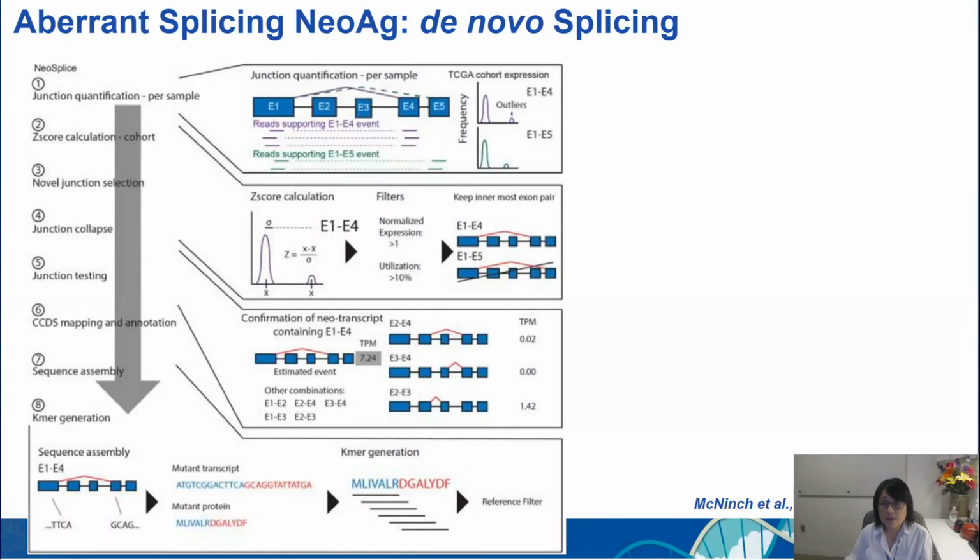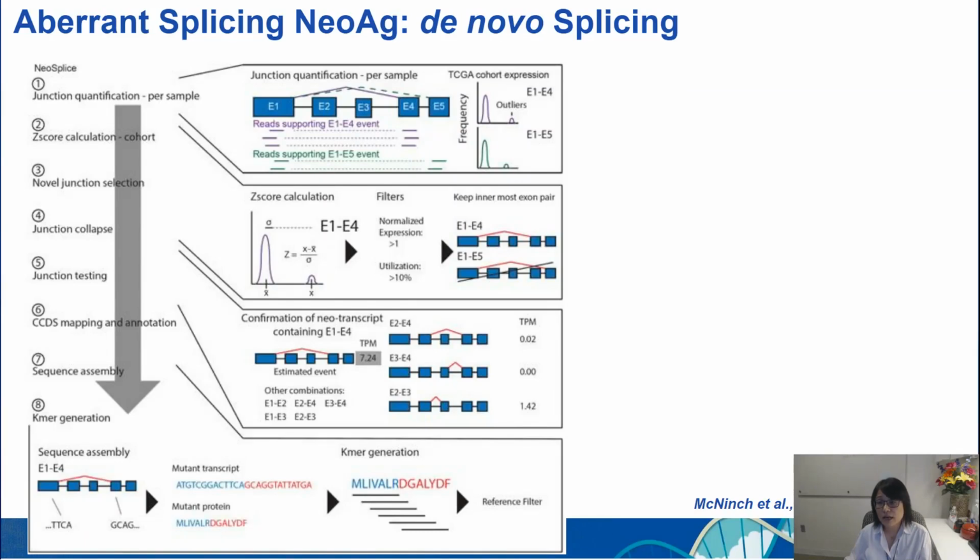For example, in a sample, we might detect both the E1, E4 and the E1, E5 junctions. Next, we use a z-score threshold, assuming these events are rare. In addition, we require that the novel transcripts are expressed and the fraction of the novel junctions is at least 10%. Next, we eliminate E1, E5 if there is evidence showing that the so-called E1, E5 junction reads actually also support E1, E4.